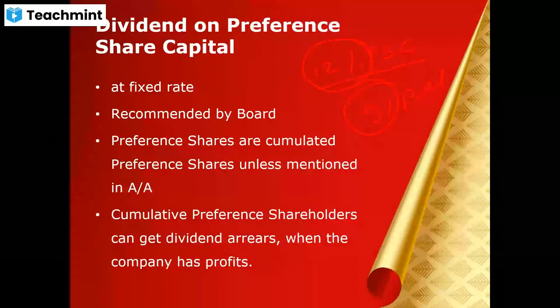If preference shares are cumulative, then the dividend also will accumulate. When the company does not have any profit during a year, then in the next or any subsequent year when the company earns profit, the preference dividend will be paid to the shareholders. Preference shares will be cumulative unless mentioned otherwise. Cumulative preference shareholders can get dividend arrears when the company has profit. I have already explained that.